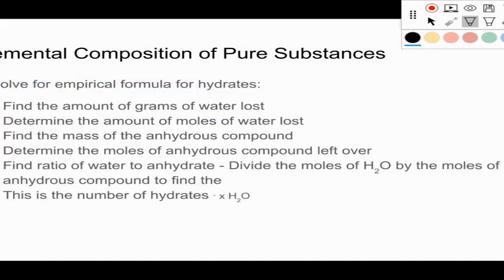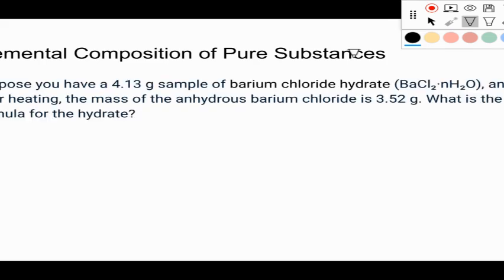So then once I know that value, again, I can go back here. I have to figure out my moles of my anhydrous compound and my moles of my water lost. And then I'm going to take H2O divided by my anhydrous compound, and that gives me my ratio. So let's start by subtracting these two numbers out.